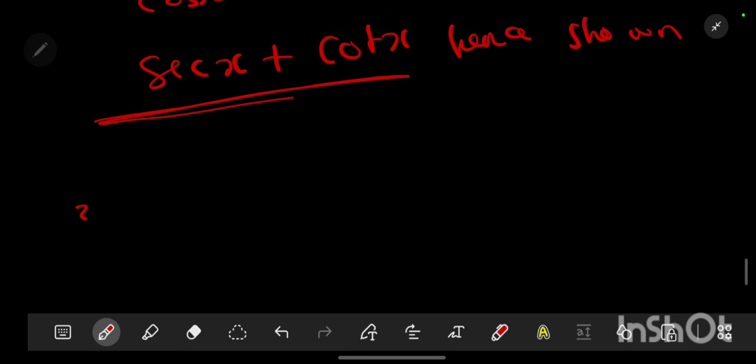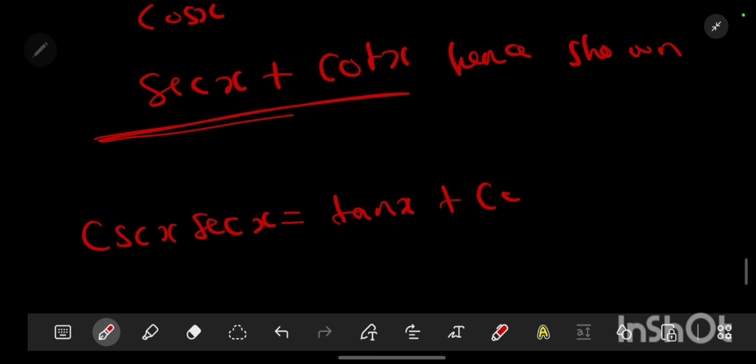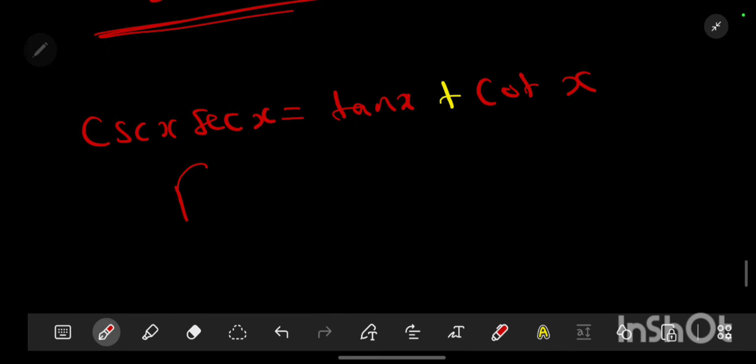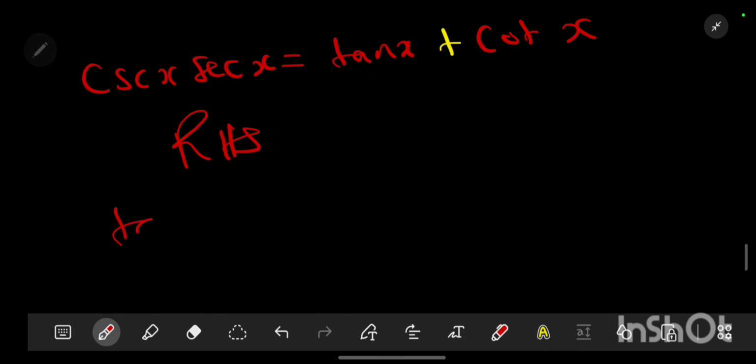So our next question, which is number 33, saying that cosec, which can be written in full if you want, cosec x sec x is equal to tan of x plus the cot of x. Immediately you see a plus, it's better you deal with that side. So let's use the right hand side. So this gives us tan of x plus the cot of x.